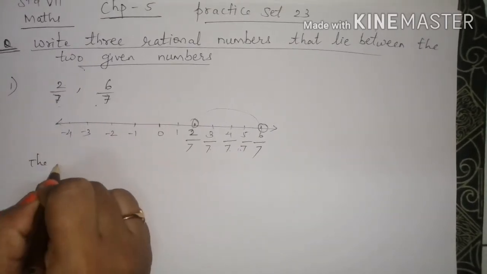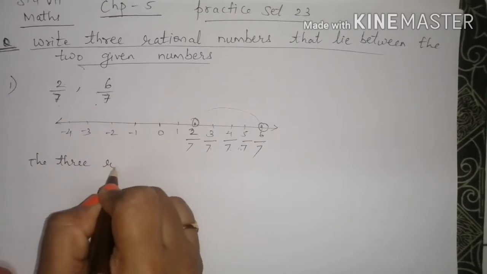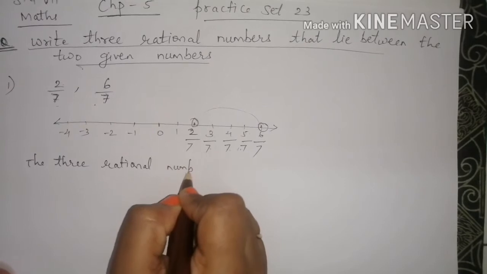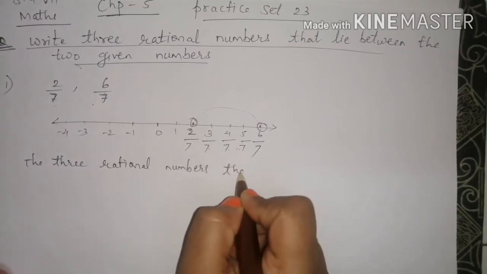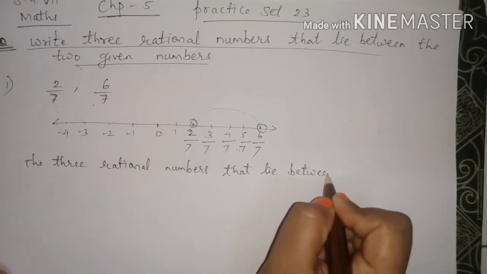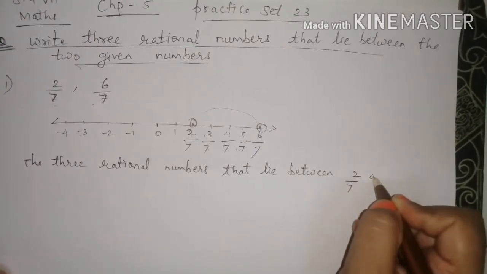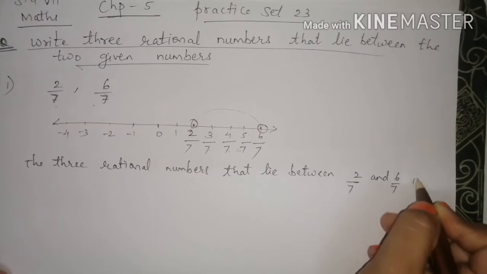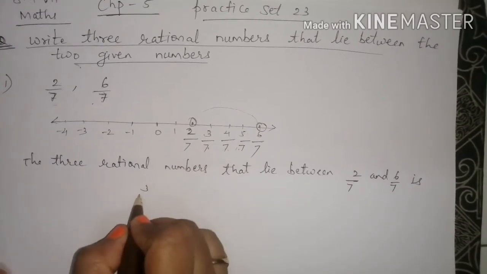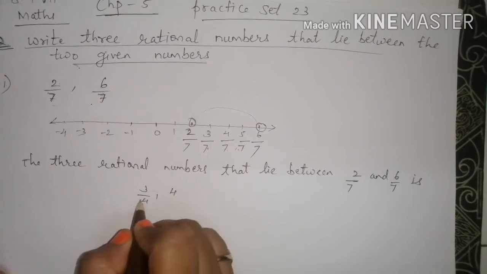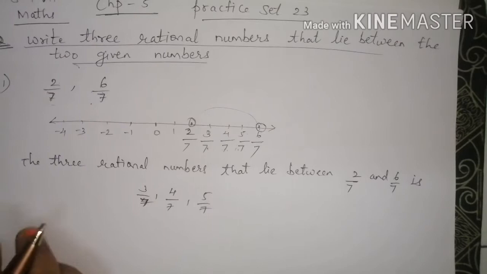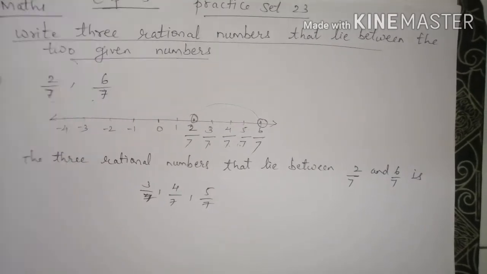So the three rational numbers that lie between 2 upon 7 and 6 upon 7 are 3 upon 7, 4 upon 7 and 5 upon 7. Now let's move to the second one.